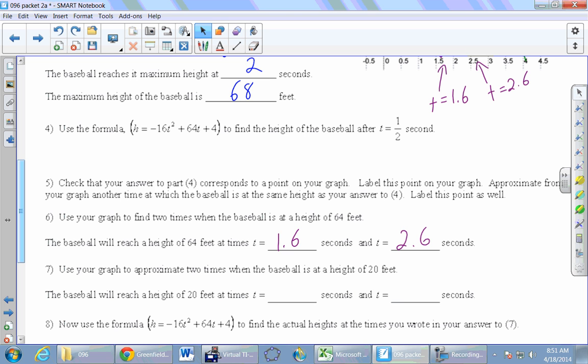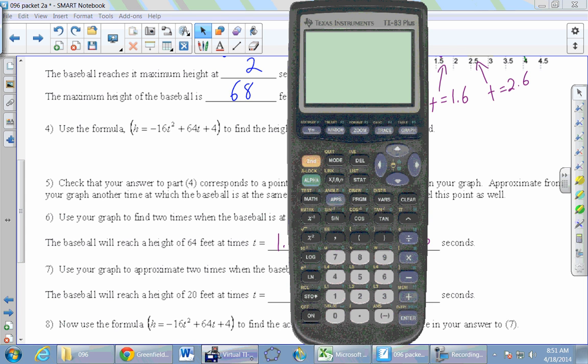Any questions so far? We're going to skip 7. It's the same as 6. But what I'd like to do is figure out how close we were to the right answers on number 6. I said 1.6 and 2.6. You probably said different numbers. I want to know how accurate we were. We were estimating stuff from the graph. So here's what we can do. Go back to my calculator.